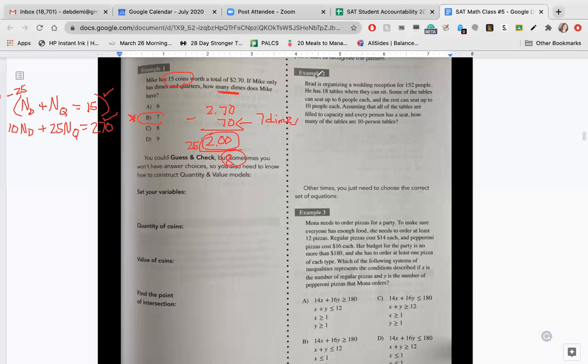I'm trying to give you some different ways to look at these problems. Okay, go ahead and try example 2. Same thing, only we're talking people at tables or something.